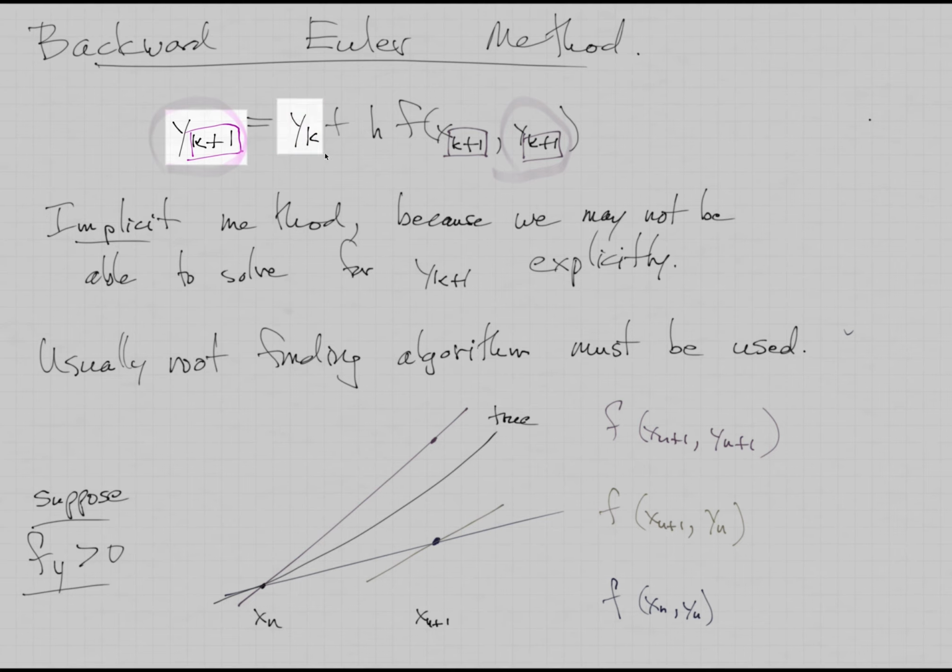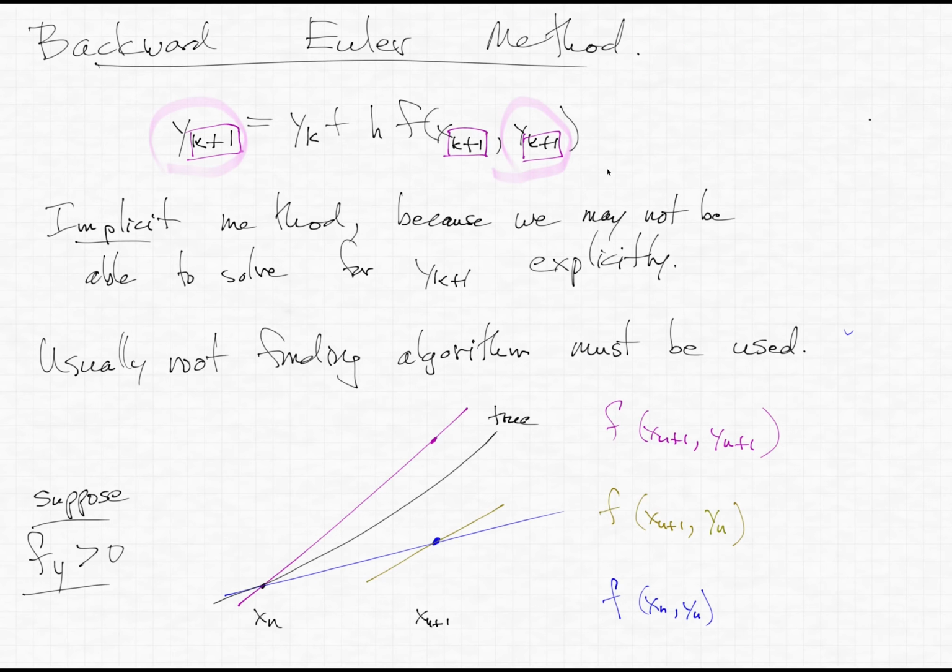So we start with y sub k, we multiply h times the value of f, but we want to evaluate f at the next point, at x sub k plus 1, y sub k plus 1. So this means we have an equation that we have to solve for y sub k plus 1. This variable occurs in two places, so that's what we have to solve for. And that means that we're going to have to use some kind of root finding method, right? Some kind of root finding algorithm will be necessary in order to solve for y sub k plus 1.